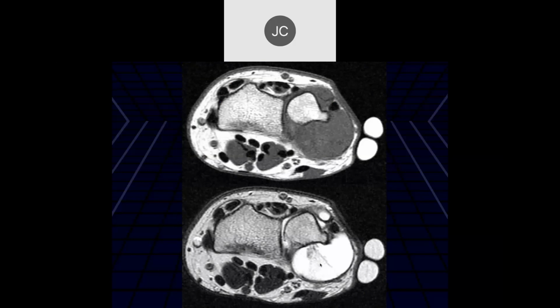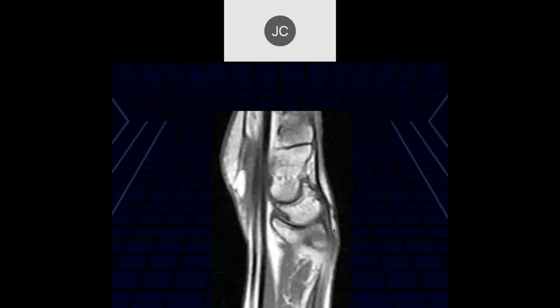All right, so axial wrist markers on the ulnar side. Looks like a cystic structure surrounding the ulna. So it says here maybe a little bit of subluxation of the ECU. We go to the sagittal images, that's what we have.